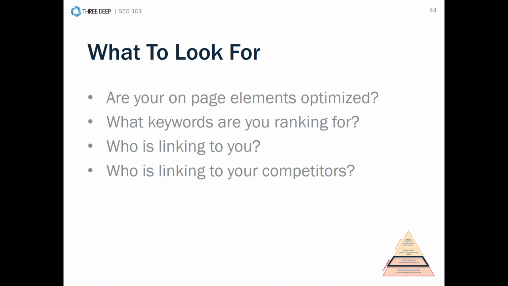So what to look for here? Number one, are all your on-page elements optimized? This is really important to do for on-page elements. Your page needs to be targeting a theme. And really, you want to think about one page, one theme, or one page, one purpose on your website. And you can take a look here at what keywords you're ranking for. This is going to help you understand a little bit more about your site, who is linking to you, and who is linking to your competitors.